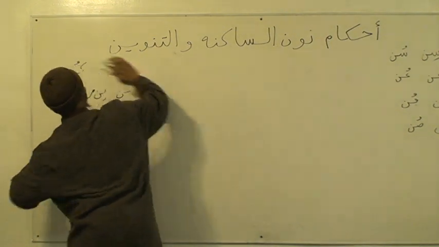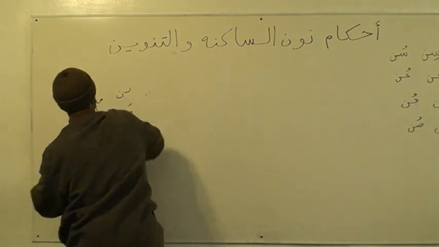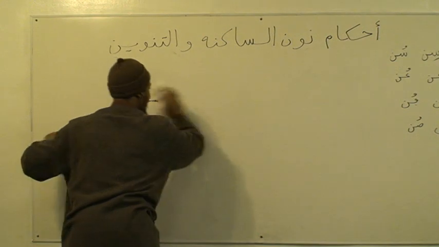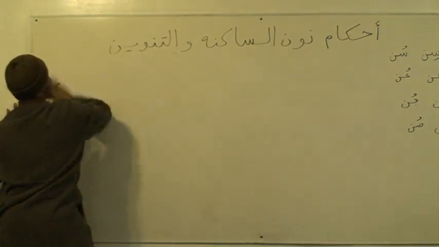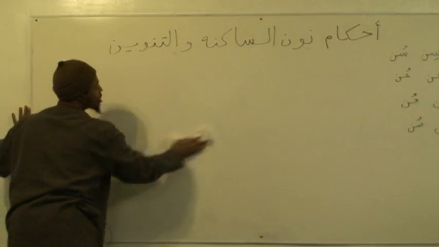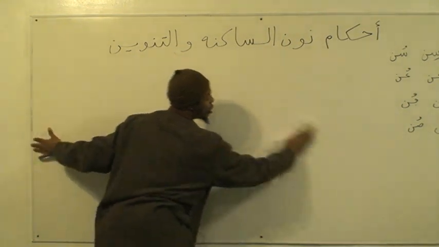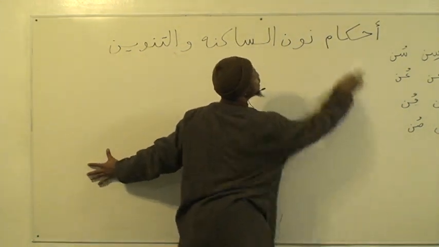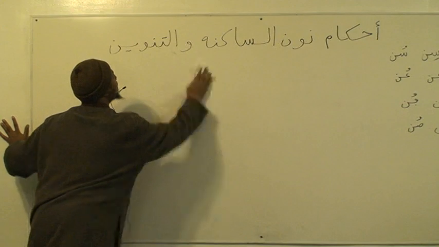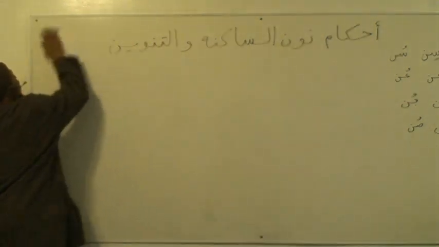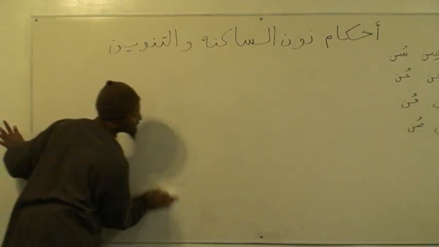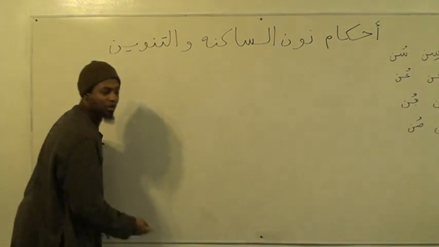So we're doing ahkam an-nun as-sakina wa tanween. Right now we're doing just the nun as-sakina. The nun as-sakina is going to come in front, behind all those different letters we showed in one of those different forms. And that's the only way you're going to hear it. The way we're going over it now are all the ways the nun as-sakina may possibly come in a word.